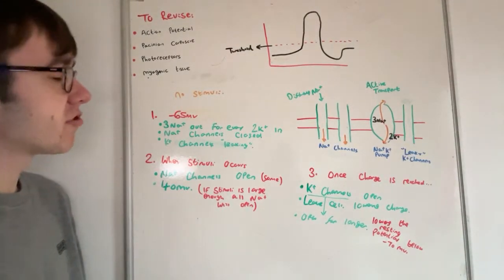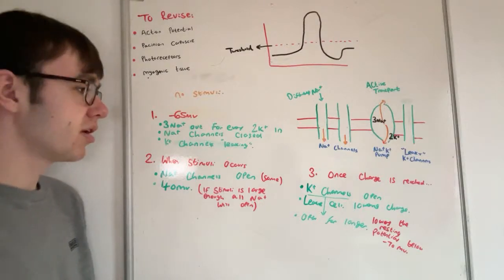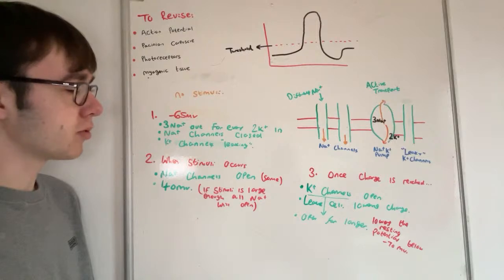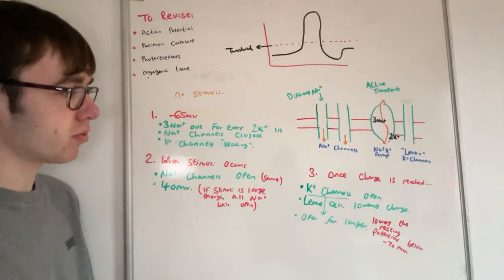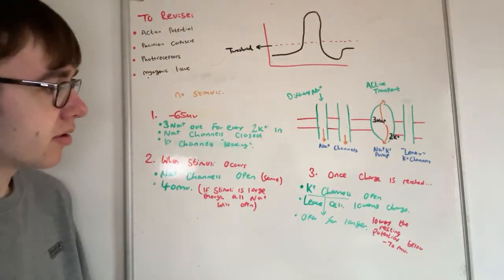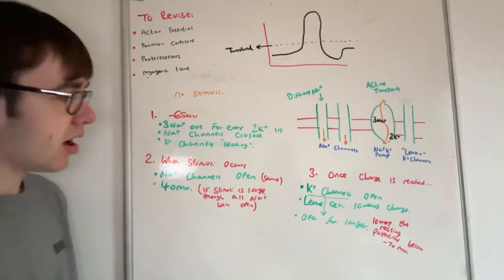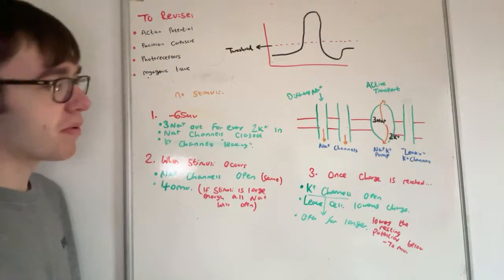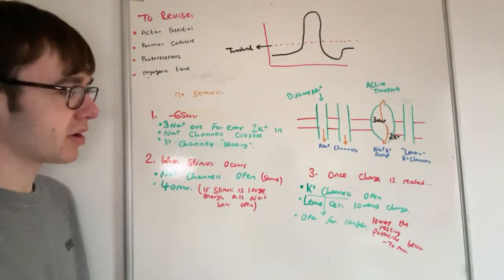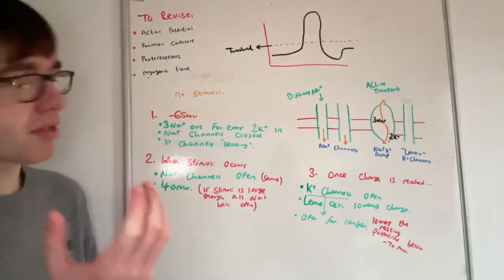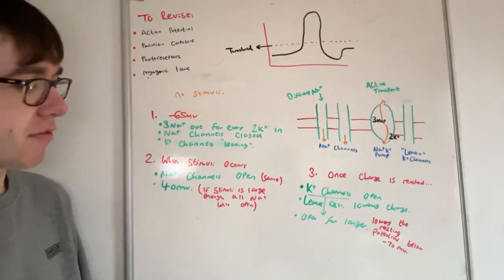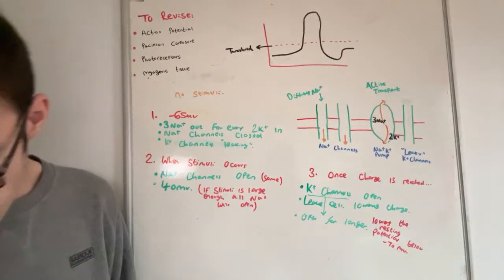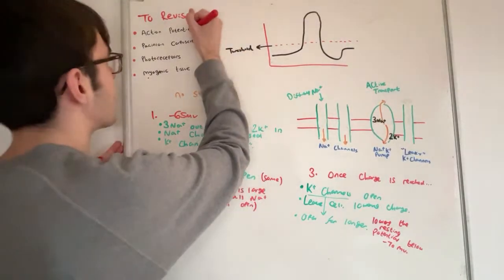And finally, when that charge is reached, the potassium ion channels will open, which will cause potassium to leave the cell, diffusing out down the concentration gradient. And these potassium channels will be open for longer than necessary, which will lower the resting potential below minus 70 millivolts. So, that is the action potential revised.